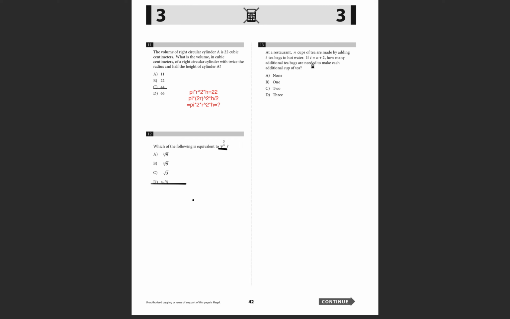So we are given this function. T is the number of tea bags, and n is the number of cups of tea. So we can just plug in numbers to this function. First we can plug in n equals 1, meaning how many tea bags do we need when we want only 1 cup of tea. And T of 1 equals 3.